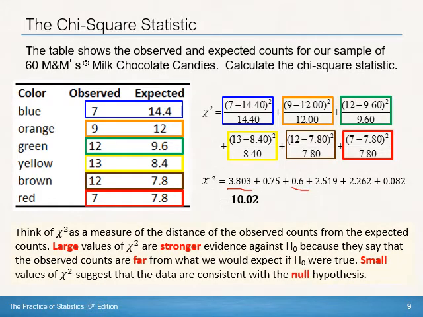Okay, so basically, in a nutshell, if we have a large chi-squared, that's strong evidence against the null hypothesis, and if we have a small chi-squared statistic, that suggests that the data is supporting the null hypothesis.